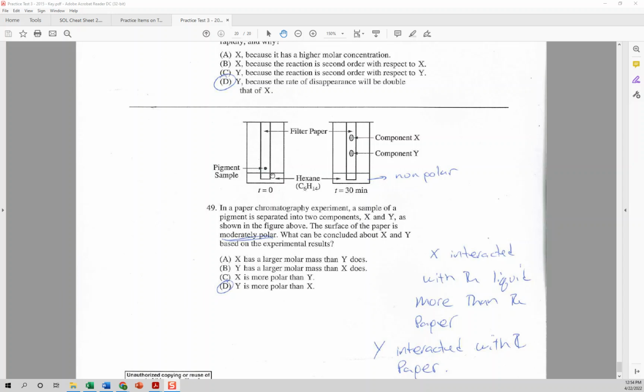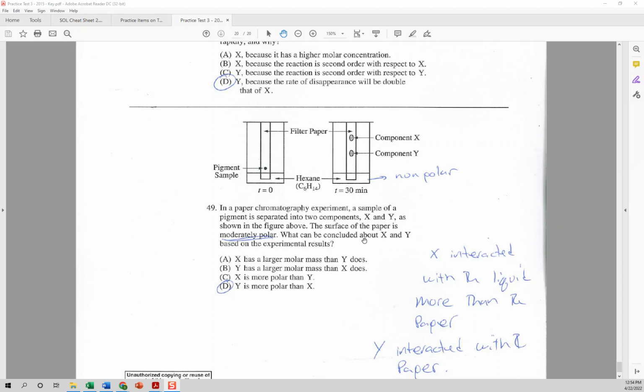But if it's nonpolar, it's not going to interact with the paper that much, but it will interact with the hexane, so it's going to move further. So just right off the bat, I know X is probably nonpolar or not as polar as Y. Y is more polar because it didn't move as far, and X would be nonpolar because it moved further, or it would be more nonpolar than Y. Okay? So that's the way to think about this.